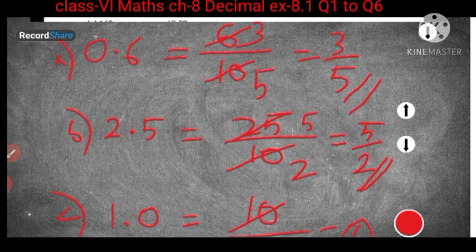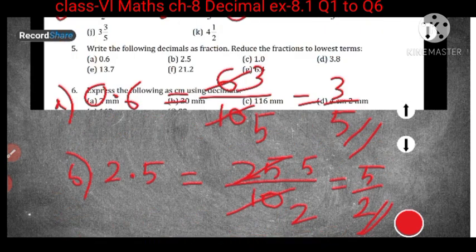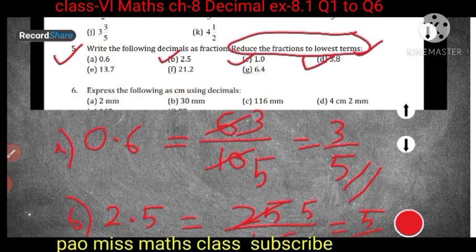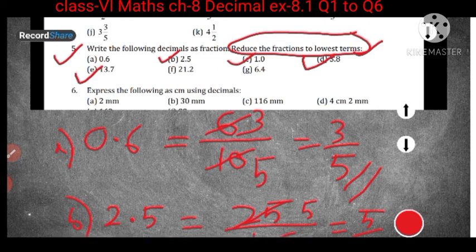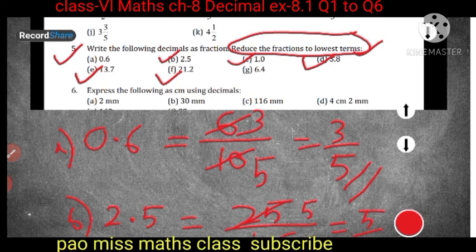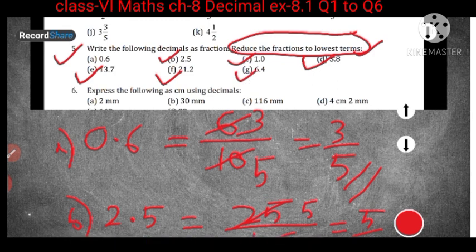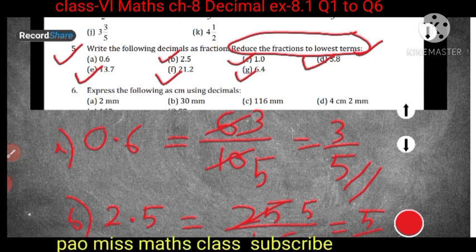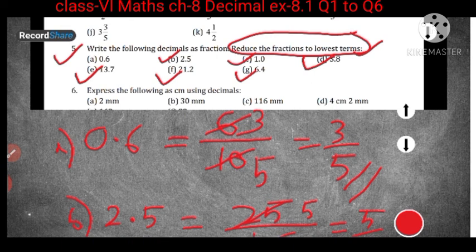Now what is the next question? The next questions are 3 upon 8, 13.3, 21.2 and 6.4. So I will keep all the remaining questions for homework, okay? If you have any doubt or if you don't understand any question, then without any hesitation you can call me and you can ask me, okay?